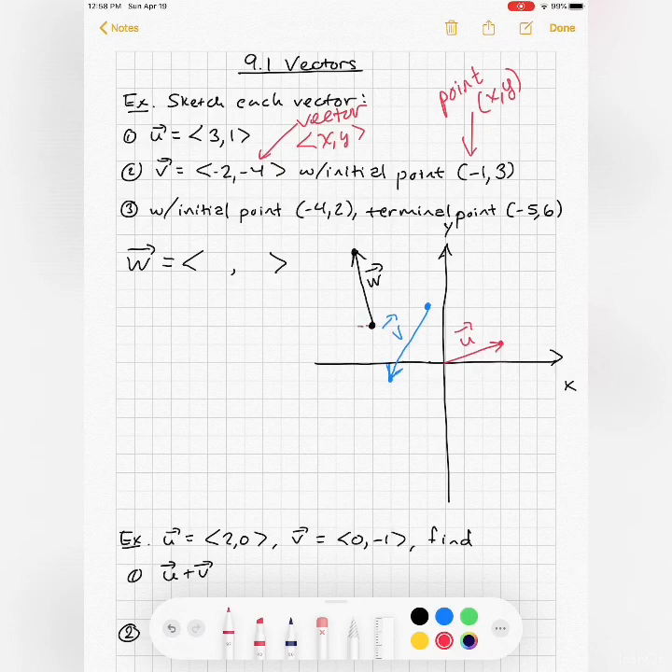In other words, I have to look at the change in x and the change in y. So what did I do? Looks like I went left 1 and up 4. So my vector W would be <-1, 4>.